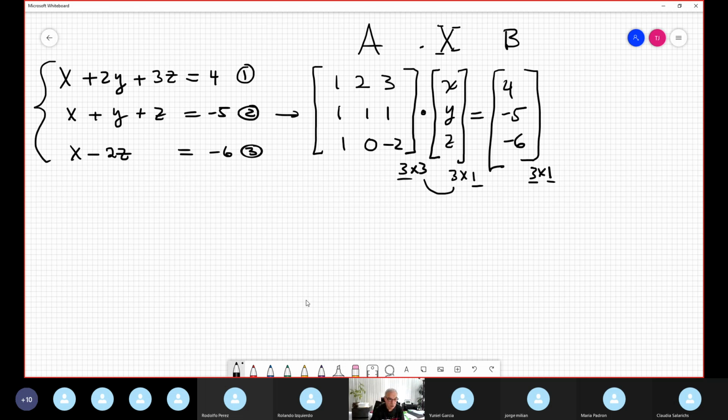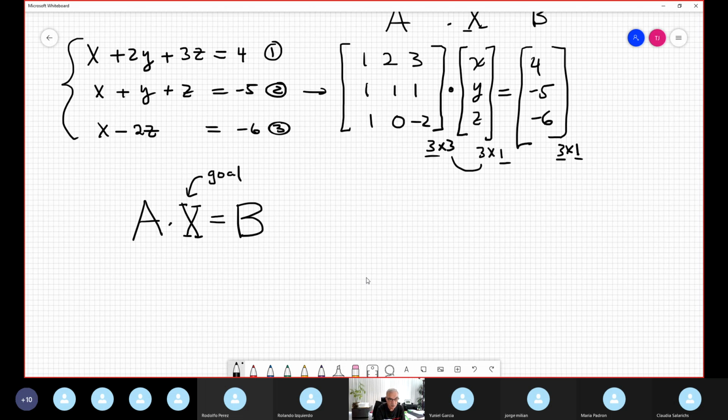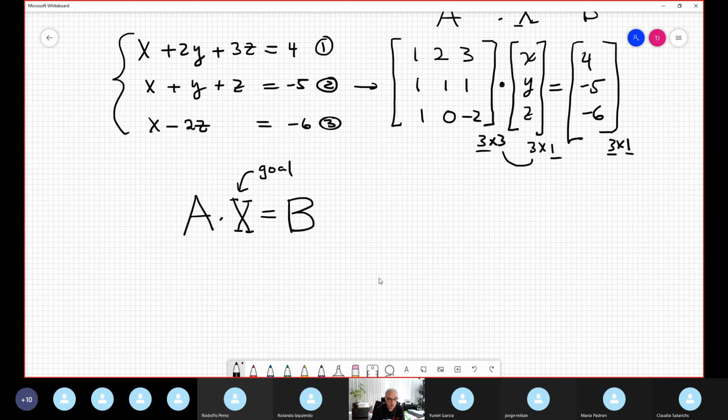Now, suppose capital A times capital X is equal to capital B. We are working in the world of the matrix. So it's capital, capital, capital, capital. What is my goal? This is my goal. Variable, goal. Now I propose you pre-multiply this equation by A inverse. So you copy A inverse times A times capital X is equal to A inverse times B.